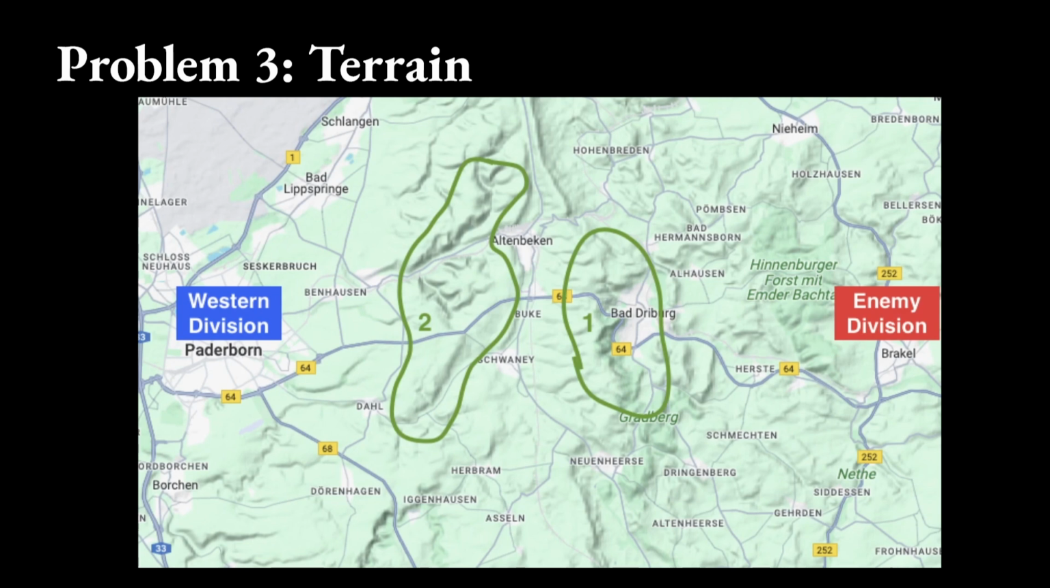The primary portion of the solution that Moltke talks about is the terrain. He identifies 2 mountain ranges or 2 ridge lines that form a barrier between the enemy division and the Western Division. The first one near Dreiberg, numbered 1 in this slide, has a higher ridge line and provides a better defensive position for the advance guard. The second one has less height and is less daunting, but it's a longer ridge line and it has more roadways running through it.